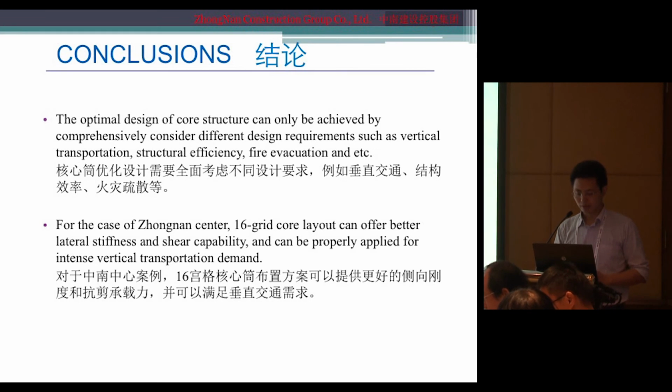And for the Zhongnan Center, after comparison of different proposals and plans, we recommended the 16 grid core layout, which can offer better lateral stiffness and shear capacity.